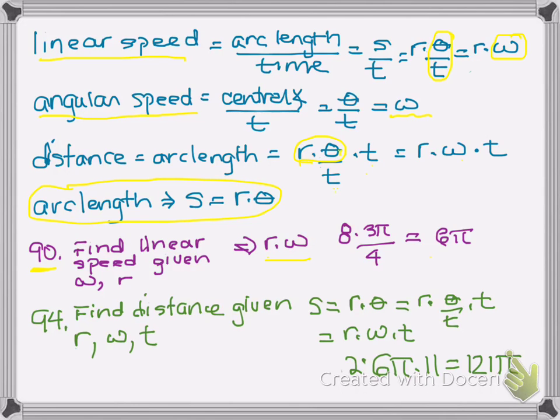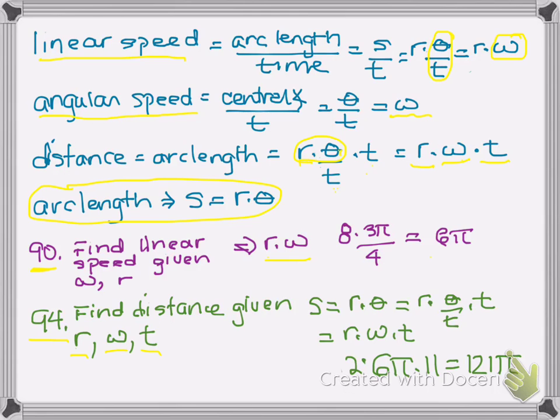So in number 94, they gave you r, they gave you the angular speed, they gave you the time. So if they're asking for the distance, which again is arc length, you're just multiplying the radius times the angular speed times time. And so that's what I did down here on number 4. So I hope this makes sense.